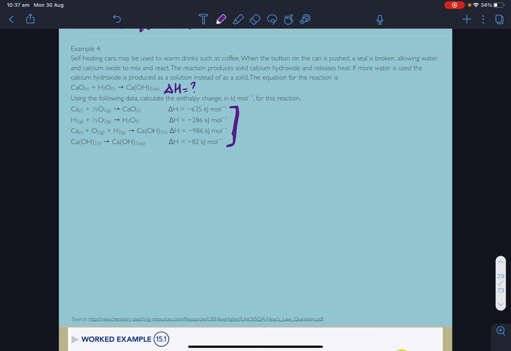Self-heating cans can be used to warm drinks such as coffee. Very popular in Japan. When the button on the can is pushed, a seal is broken and it allows water and calcium oxide to mix and react. So calcium oxide mixes with water and calcium hydroxide is produced and it releases heat. So we know we're aiming for a negative enthalpy here. Heat is given off. The equation for the reaction is calcium oxide solid plus water going to calcium hydroxide. And we've got these 4.